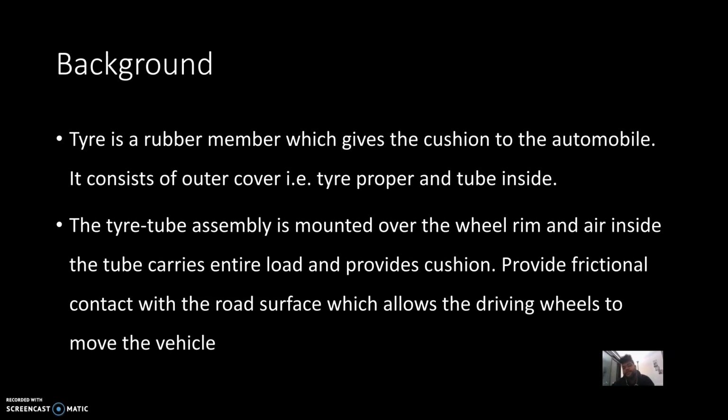The inner tube is basically mounted over the wheel rim, and the air inside it carries all the load to cause the cushioning. Also, it provides the frictional contact with the road surface, which allows the driving wheels to move with the vehicle.